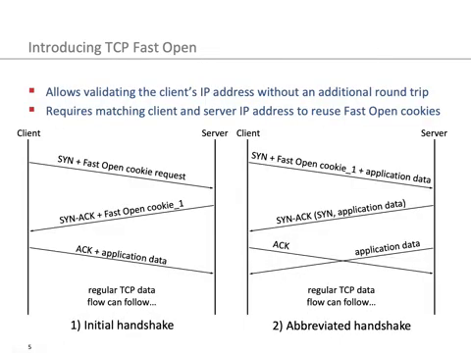The TCP Fast Open protocol has two handshake modes, the initial handshake and the abbreviated handshake. During the initial handshake, the client starts by sending a SYN packet along with a Fast Open cookie request. The server then responds with a SYN-ACK and attaches a Fast Open cookie to this message. Finally, the client sends an ACK and starts sending application data.